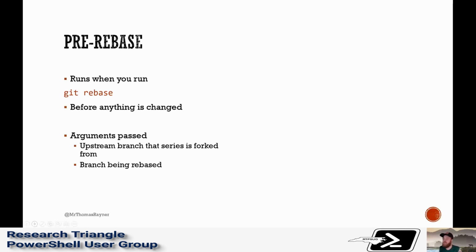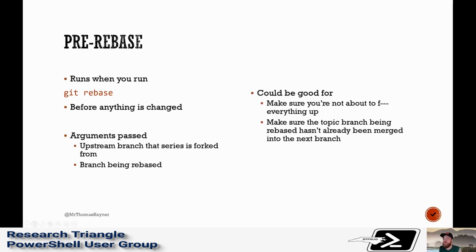Always nice. But like a more tangible example, you want to make sure that the topic branch hasn't already been merged, or the one that's being merged hasn't already been merged into the next branch. Again, it's kind of into the weeds of Git if you're not that familiar and comfortable with it, but it's really helpful and useful, and it's another good time to maybe run a, hey, are you sure about this type of script?